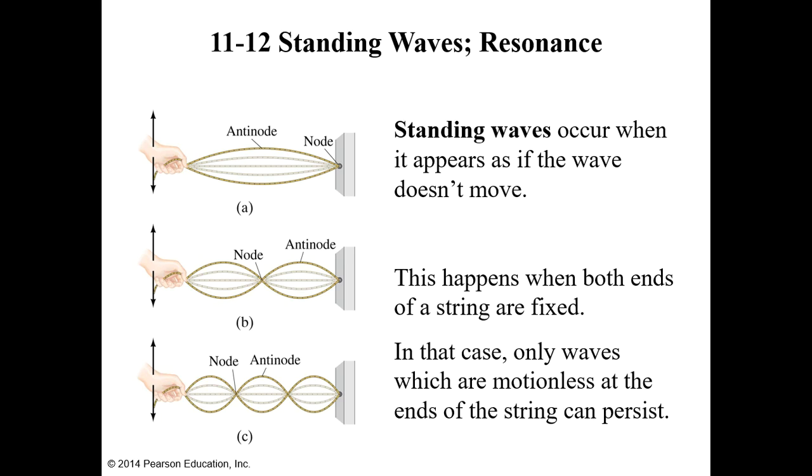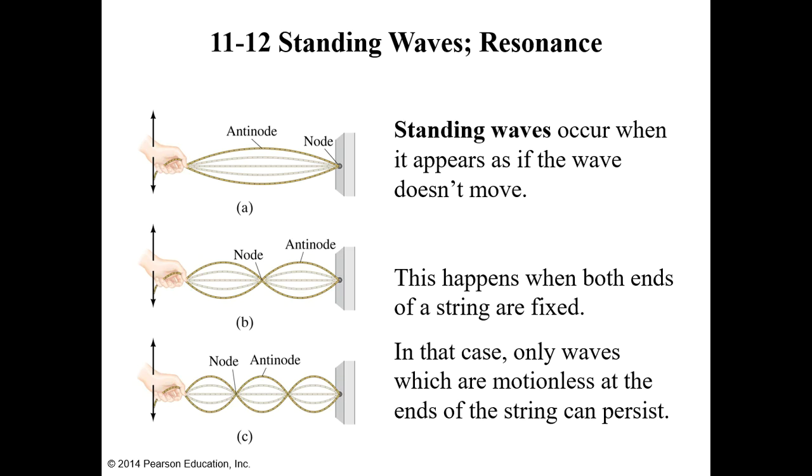Now, standing waves can occur when you get interference in such a way that the wave doesn't appear to move. It looks like the wave is holding still. Now, this happens when both ends of a string are fixed. So you have this case here where the person's holding one end and the wall's holding the other end, and it's fixed. Now, in that case, the only time you can get a wave that actually appears is when you have one of these very specific standing waves.